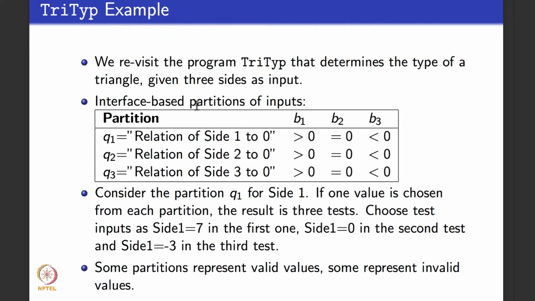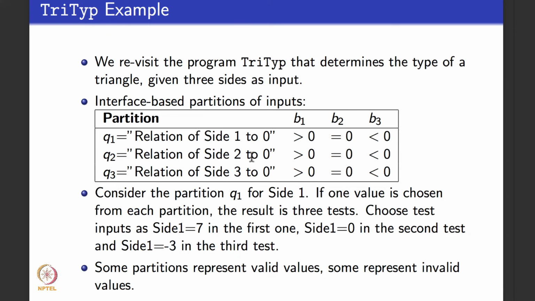Here is an example of how an interface-based partition for that will look. There are three sides, side 1, side 2, side 3, and I could consider the relationship of each side to 0. Is the length of side 1 greater than 0? Is it equal to 0? Is it less than 0? That could be one partition.